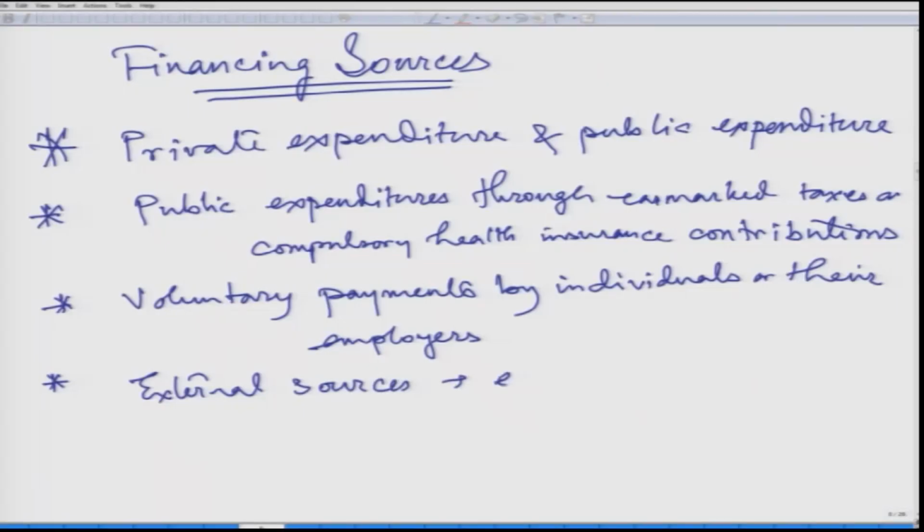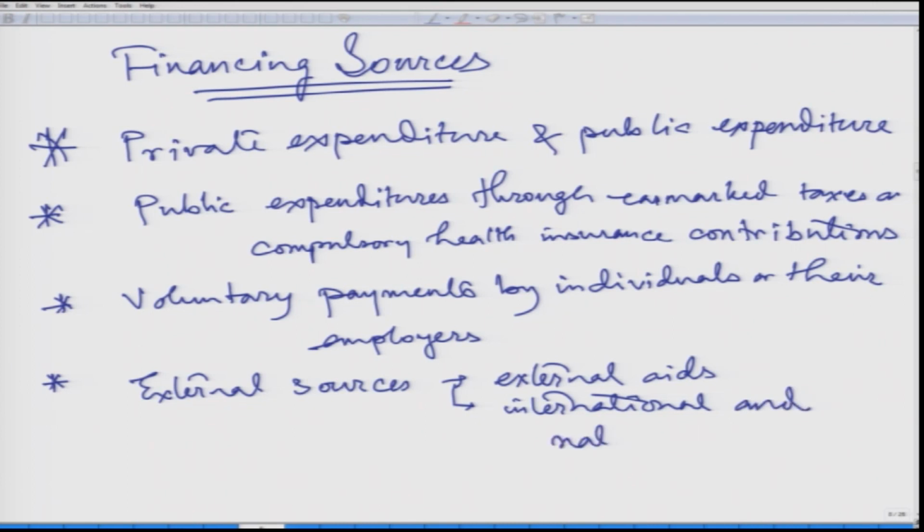These are basically external aids, or supports from international organizations, or even non-governmental organizations, national level as well. So it can be international and national non-governmental organizations.